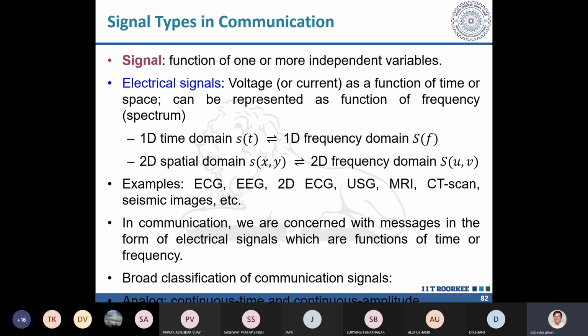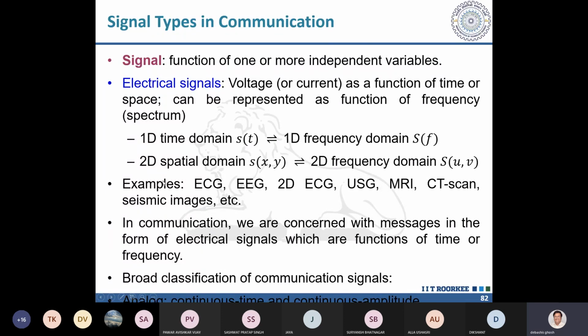The signal was basically my speech signal, which can be plotted as a function of time, because when I am talking, with time my voice is changing. So that can be plotted in time, and then I can analyze it. I can find out what frequencies are present in it, and accordingly I can sketch the spectrum. So that is the one-dimensional frequency domain representation. This is the spectrum of it.